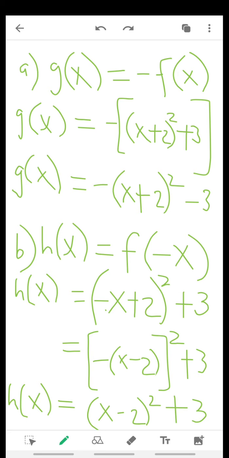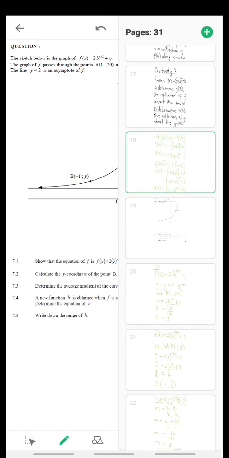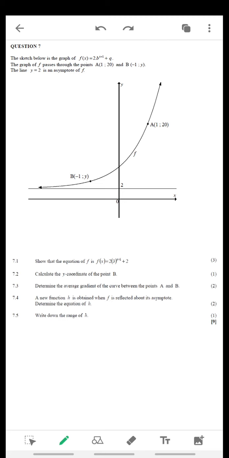You agree with me? So this will be minus x plus 2 all squared plus 3. And then if I take out the negative as a common factor, it will be negative times x minus 2. So remember, after taking out the negative, just confirm whether you are getting the same thing as previously. Okay, very, very important. So now my final function h will be, remember the negative will be squared, and then I'll be left with x minus 2 all squared plus the 3. Okay, very, very important. Now let us look at an exam question.